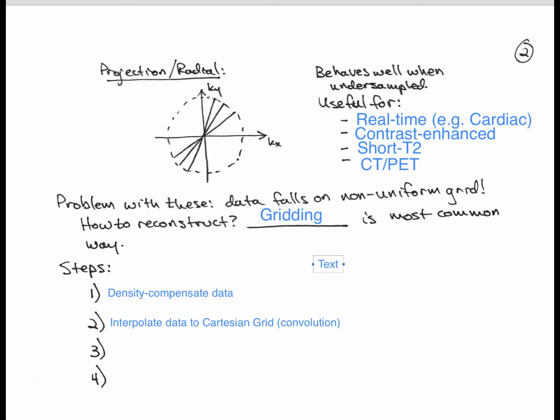The third step is to take the inverse DFT. That's a step with which you're very familiar now. And the fourth step is to deapodize the data, to remove the effect of image intensity weighting due to the k-space convolution. In this MATLAB exercise, I'm going to walk you through implementing each of these steps for a 1D problem. So let's get started.